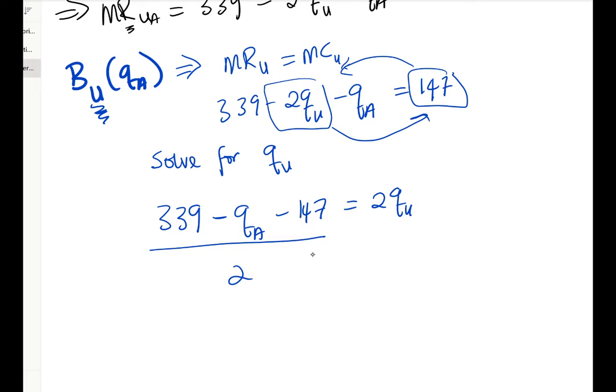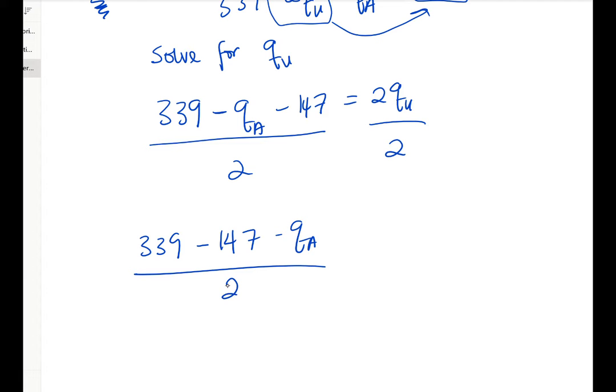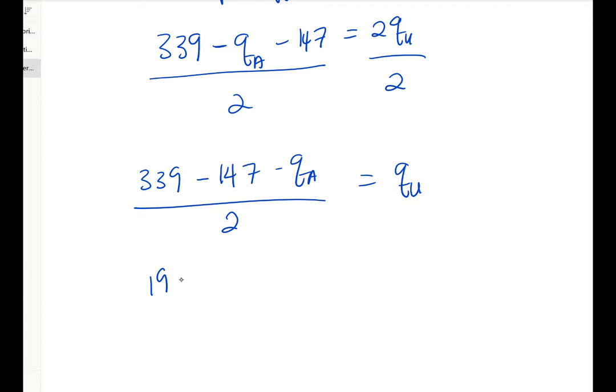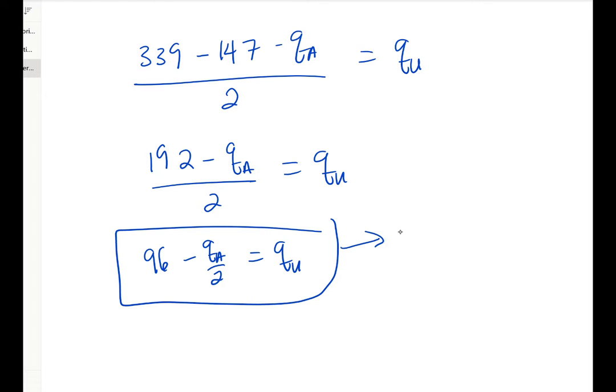Divide both sides by 2. We have (339 minus 147 minus QA) divided by 2 is equal to QU. So we have 192, I believe. Yep, 192 minus QA over 2 is equal to QU. Again, this should be very familiar to you from our Cournot calculations. So we end up with 96 minus QA over 2 is QU. This is our best response function for the follower, United.